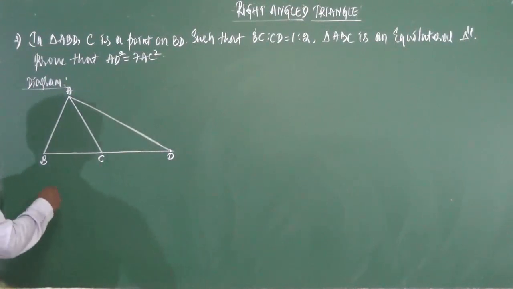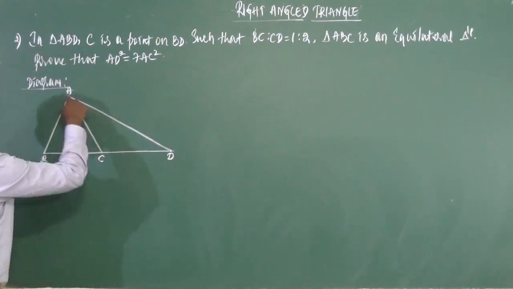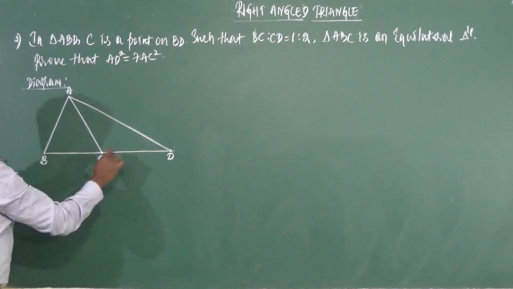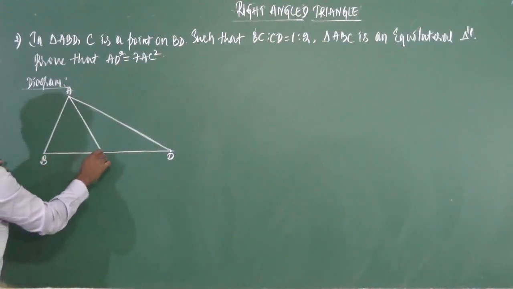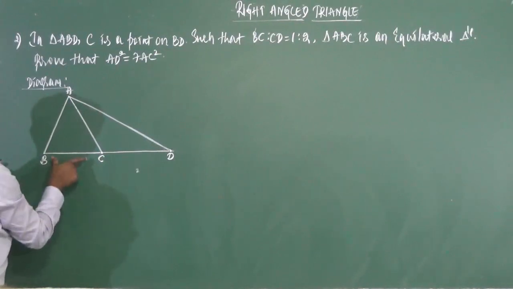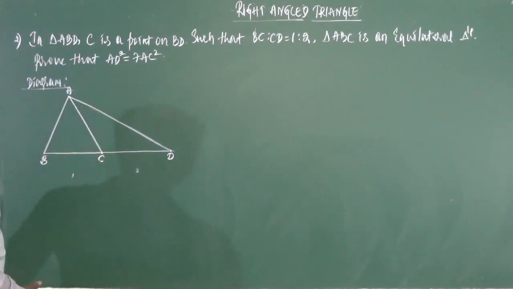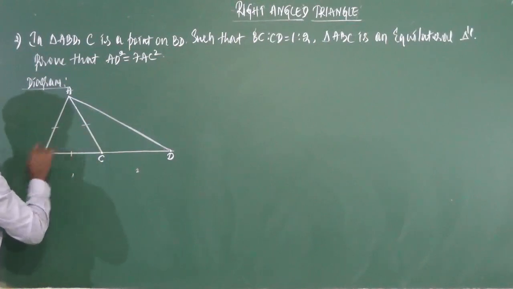Alright. So in triangle ABD, this is triangle ABD, right? C is a point on BD, such that BC is to CD is equal to 1:2. So that is C divides BD in the ratio 1:2. So here CD is twice BC, the length of CD is twice the length of BC according to the problem. So triangle ABC is equilateral triangle. So triangle ABC is equilateral, so that is all the 3 sides are equal.